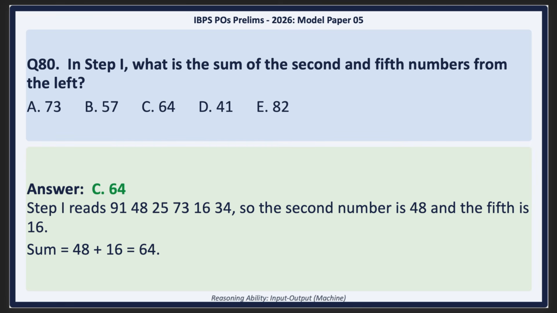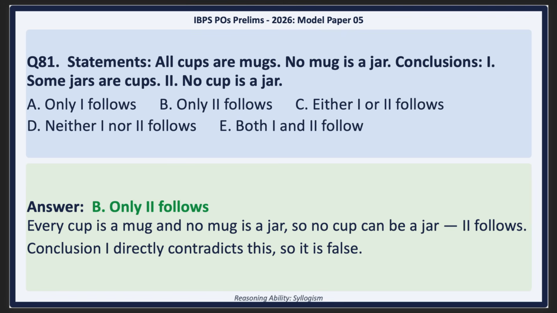Moving right along to questions 81 through 84, we are tackling syllogisms. I feel like syllogisms notoriously trip everyone up because they use normal words in completely illogical ways. Oh, absolutely. But if you just draw quick mental Venn diagram circles, it instantly becomes manageable. We're looking for absolute truths versus possibilities. Exactly. Let's look at question 81.